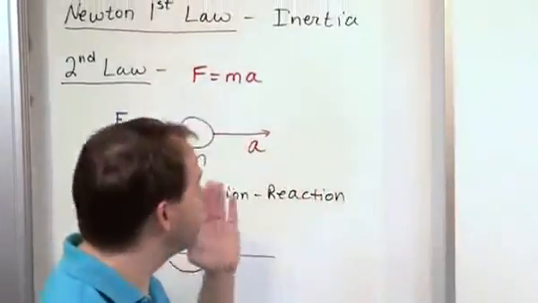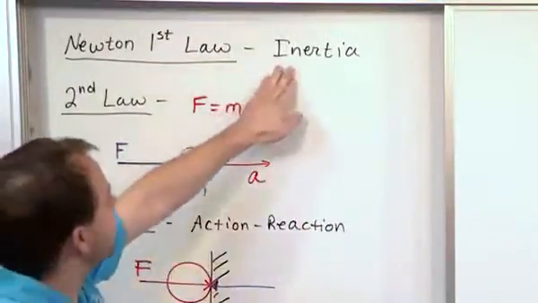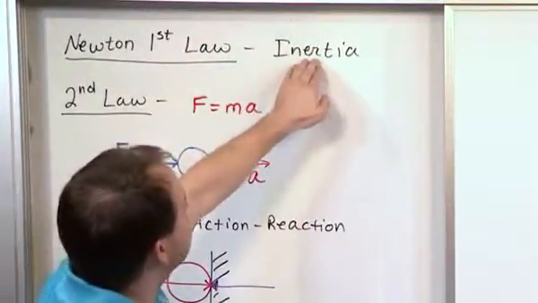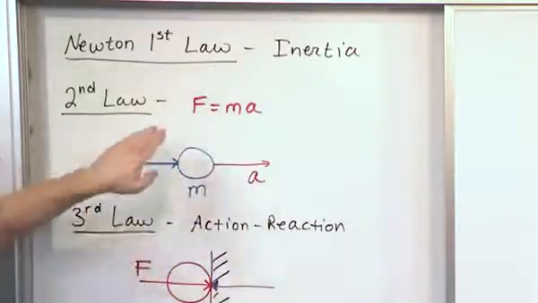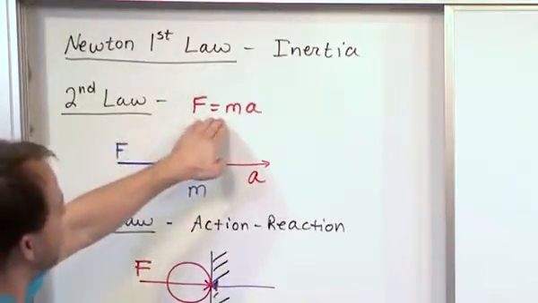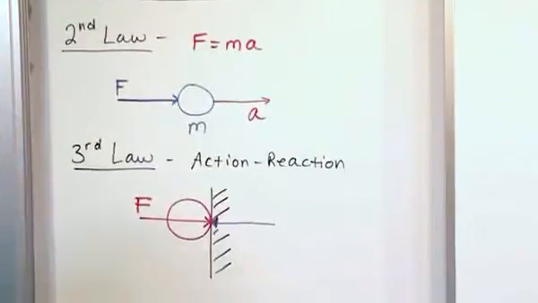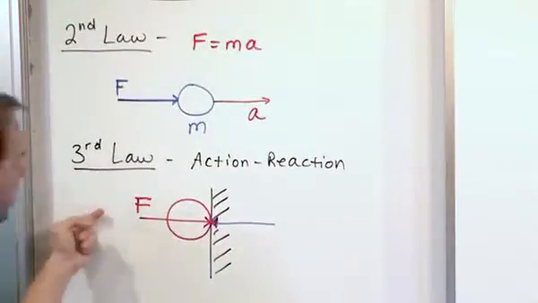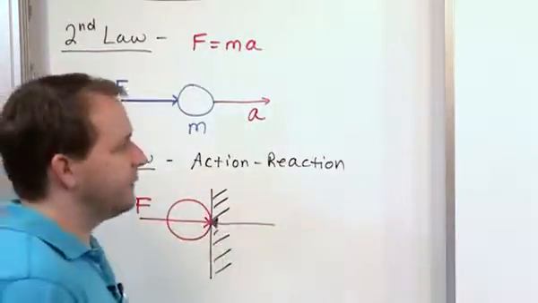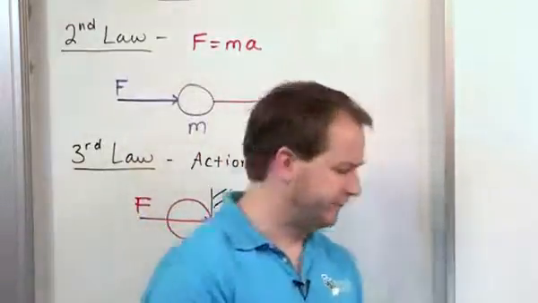So these are Newton's laws of motion. Inertia: an object at rest stays at rest, and an object in motion will stay in motion. The second law is force equals mass times acceleration on any body. And the third law is when you push on something, you expect it to push back. That's equal and opposite reaction.